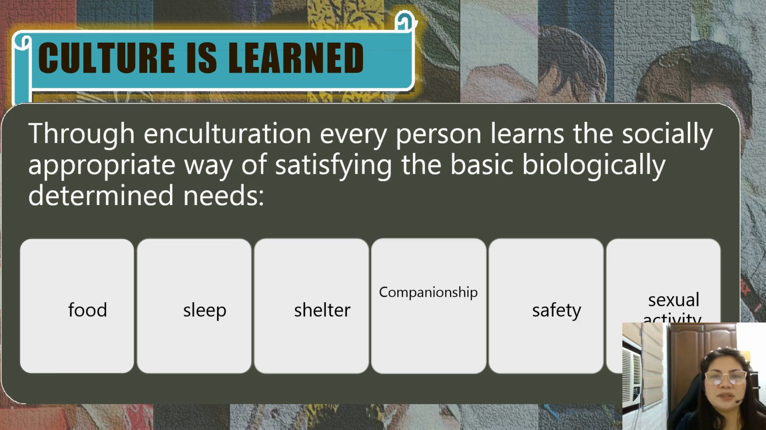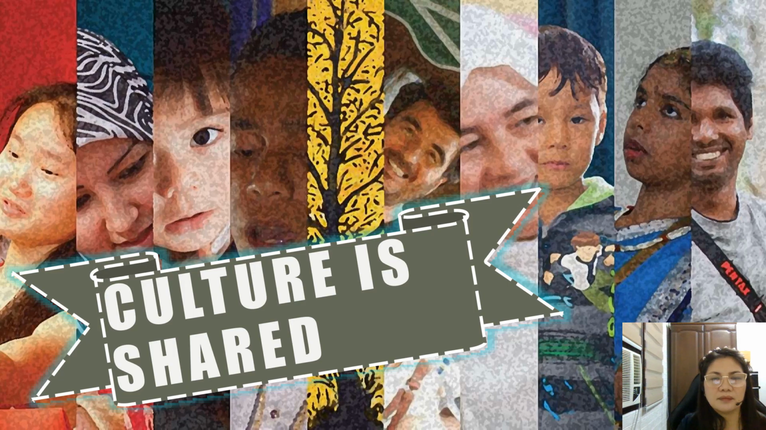Through enculturation, every person learns the socially appropriate way of satisfying the basic biologically determined needs, such as food, sleep, shelter, companionship, safety, and sexual activity. Culture is shared.